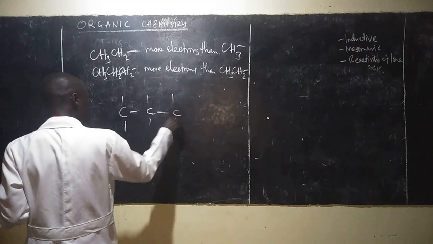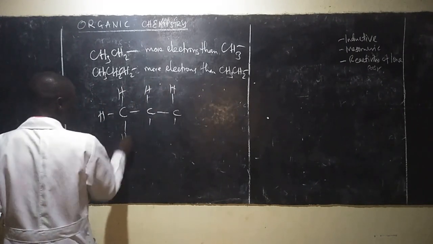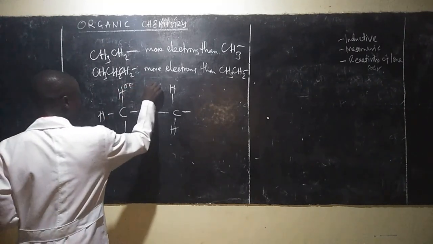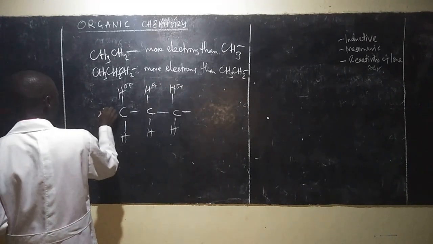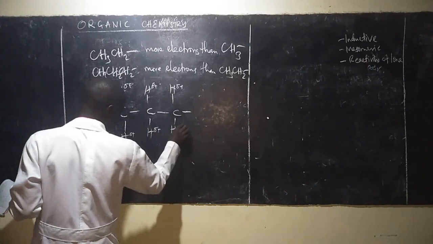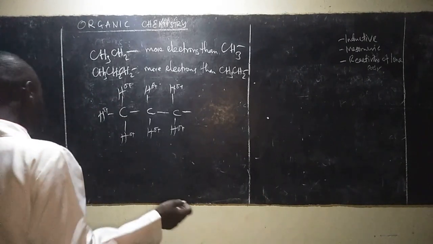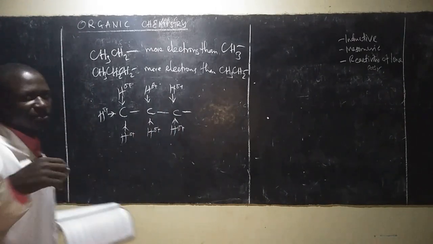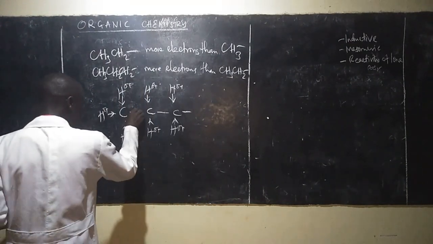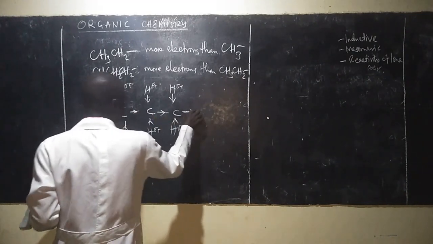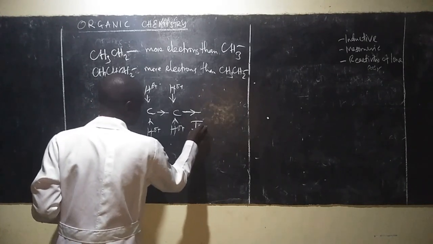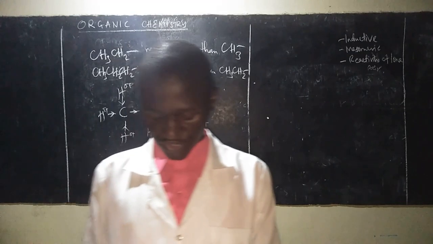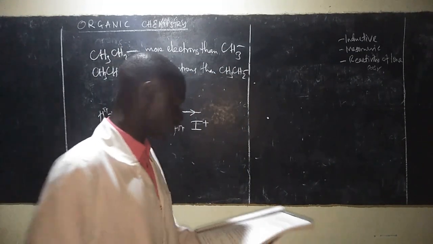So what happens here is that we have carbon, let's say, then you have hydrogen. This hydrogen will become partially positive, and by becoming partially positive, that means the electrons will be attracted towards the carbon atoms. And by being attracted towards carbon atoms, all of these electrons will be transmitted through the sigma bonds, and finally they will cause a positive inductive effect. Its symbol is just I, with a positive sign. So this is how an alkyl group tends to cause a positive inductive effect.